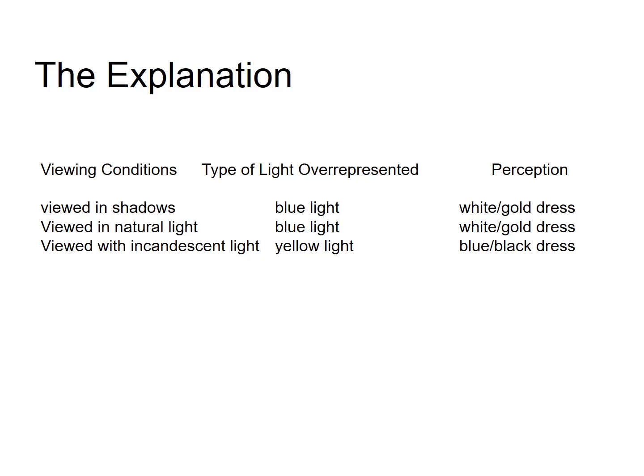If you viewed the dress in natural light, there was maybe an overrepresentation of some blue light, and also you ended up seeing the dress as white and gold because your brain adjusted by removing some of that blue light. If you viewed the dress in incandescent light, such as around light bulbs and lamps, then there would be an overrepresentation of yellow light, and then you probably saw the blue and black dress because the brain adjusted by removing some of the yellow light.